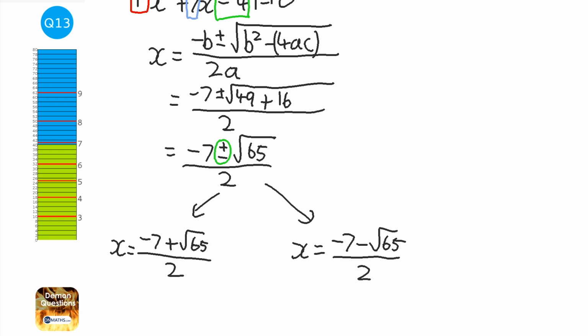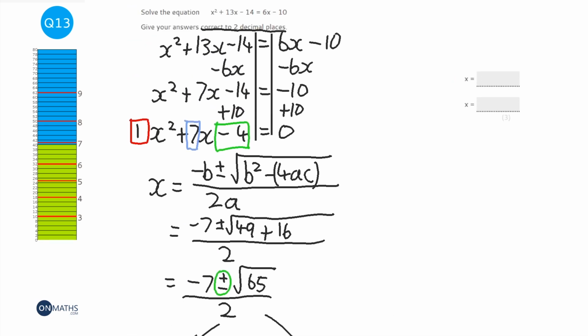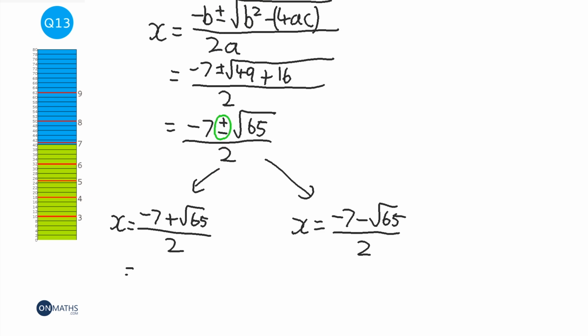And what you can do is just type that into your calculator, press the fraction button, then minus 7 plus root 65 over 2, and then you press equals, and that gives an answer for us. So I'm going to put that straight in, I think. No, I'm going to show the examiner.